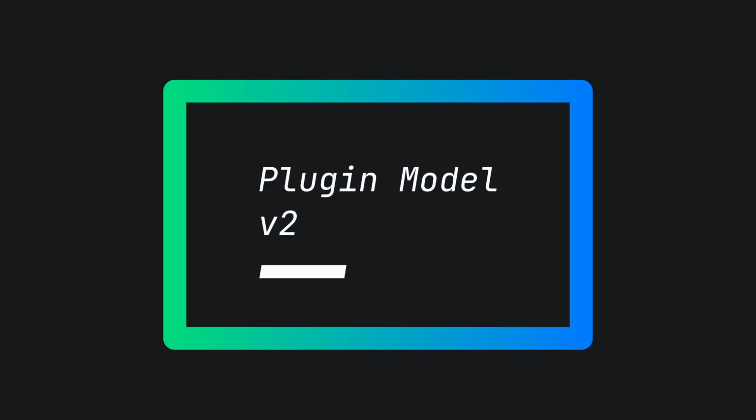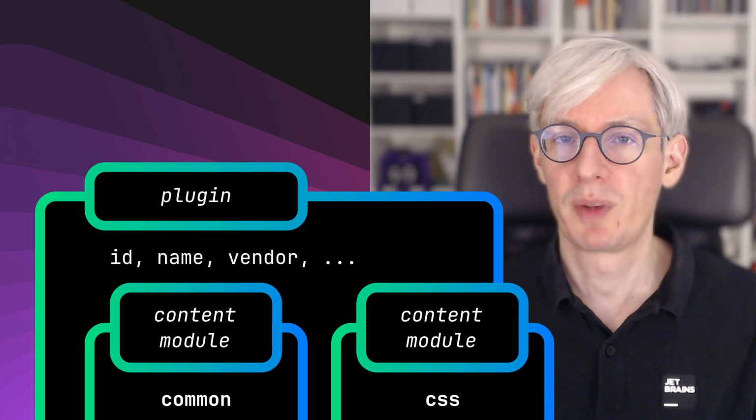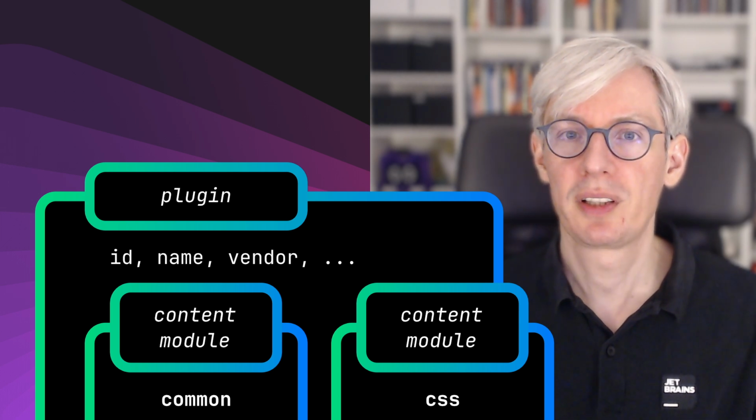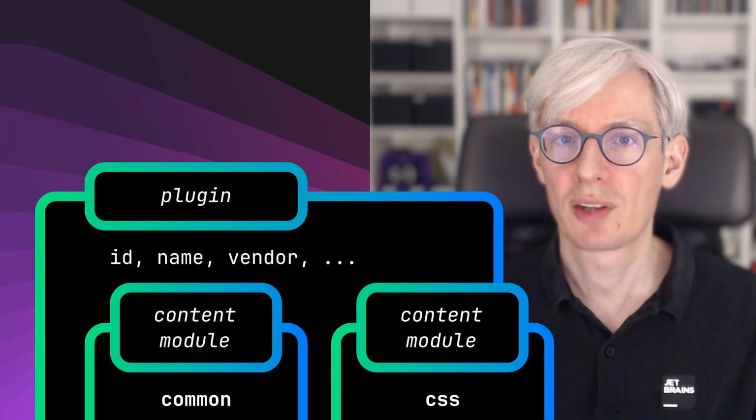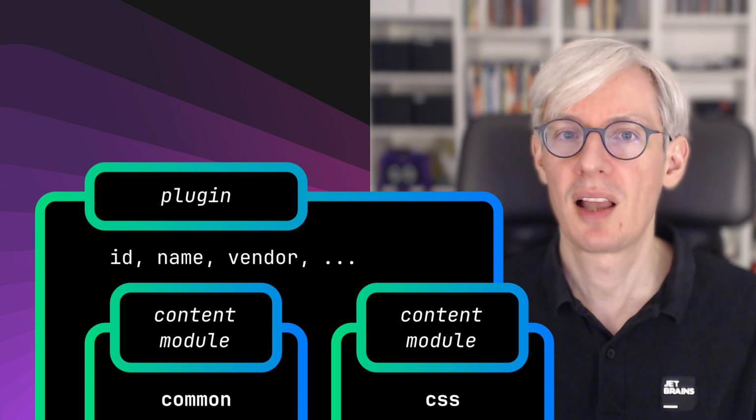In plugin model v2, content modules become first-class building blocks. A plugin is now split into content modules, each with its own descriptor, dependencies, and class loader.